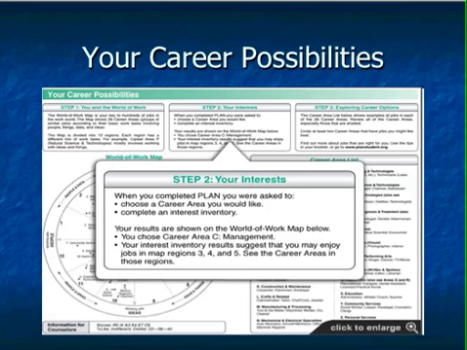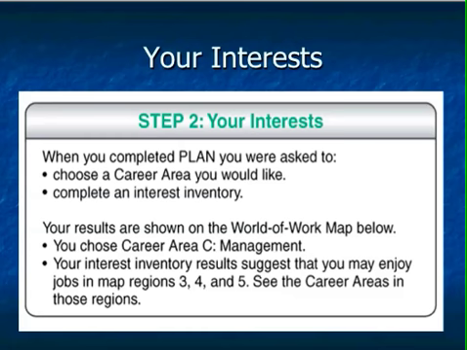Next, take a look at the section entitled Your Career Possibilities. Focusing on the section entitled Step 2, Your Interests, your Plan and Explore score report helps you start by focusing on a few career areas. It is never too soon to begin exploring possible careers. Be sure to review the shaded areas on your World of Work map located in the lower left-hand corner to see different career options Plan and Explore results suggest for you. You can also receive more information about jobs that are right for you by visiting your school counselor to discuss career options.